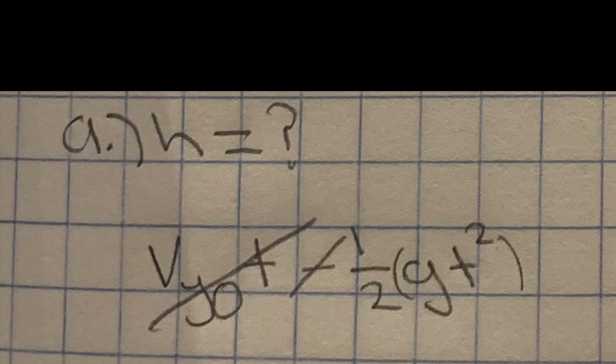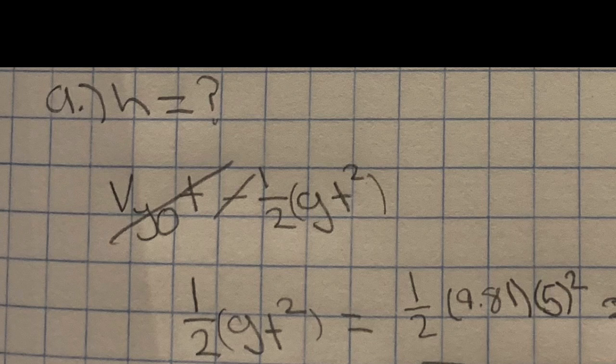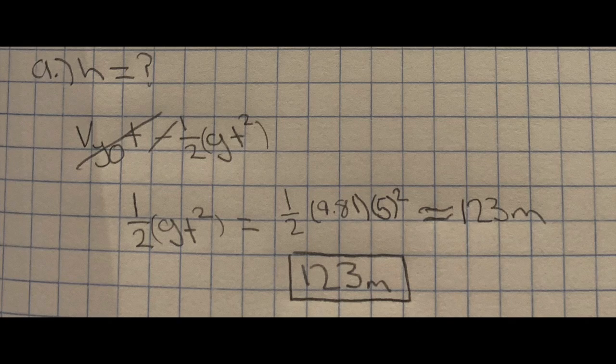Now we'll solve for the height of the cliff. We'll need to use the equation for vertical distance. We can cancel out the first part, where velocity of y initial times time is negligible because we're starting from rest. We can also cancel out the negative because gravity is negative, so the two negatives would cancel out anyways. We next solve 1/2 gravity times time squared, which is 1/2 multiplied by 9.81 multiplied by 5 squared. We then get the height of the cliff, which is 123 meters.